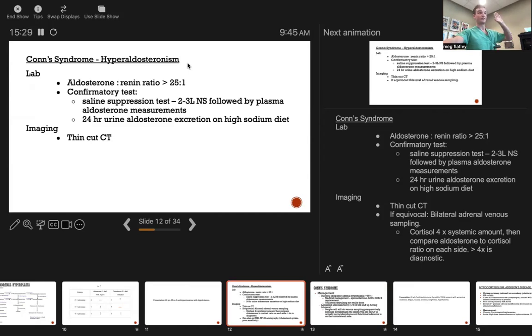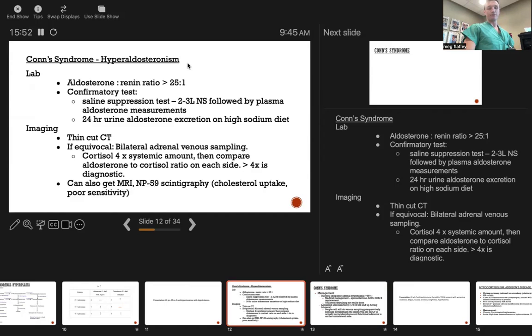So you look at the serum cortisol level, and then you look at the cortisol level from where you've cannulated the adrenal vein. And then once you find that location, you compare the aldosterone to cortisol level ratio on each side. If it's greater than 4, it's diagnostic. I don't think that'll ever come up on the test, but it's interesting. Boom. You can also get other scans that are lower yield and don't really help much.